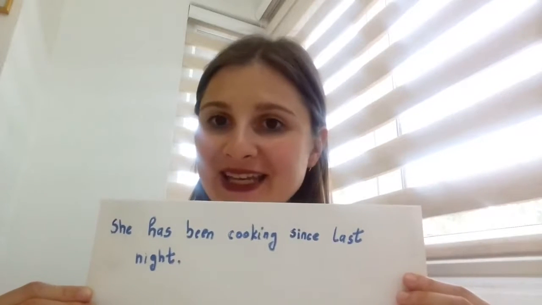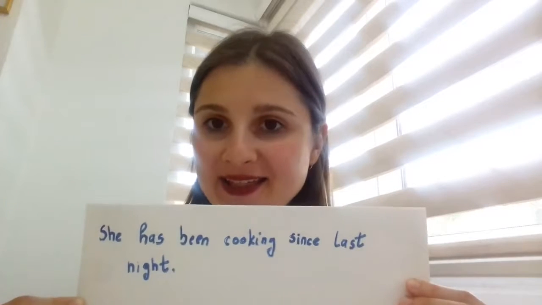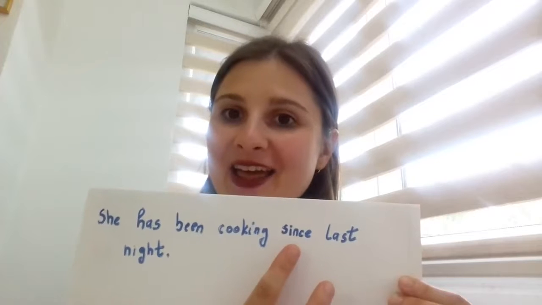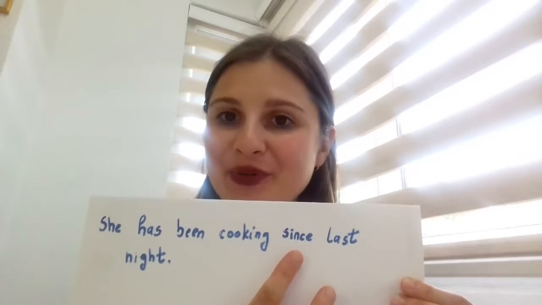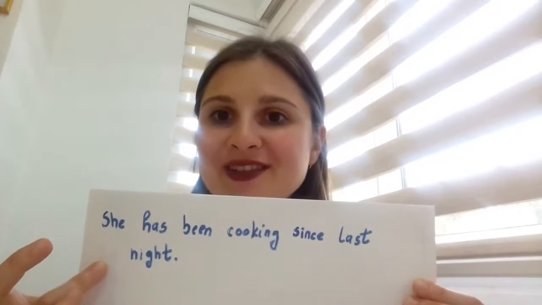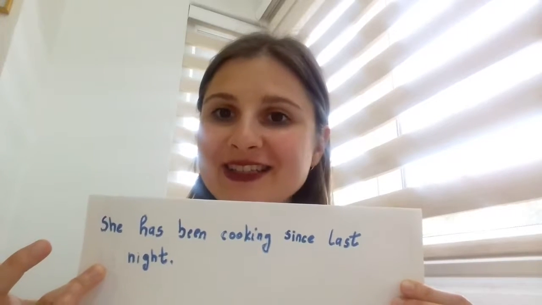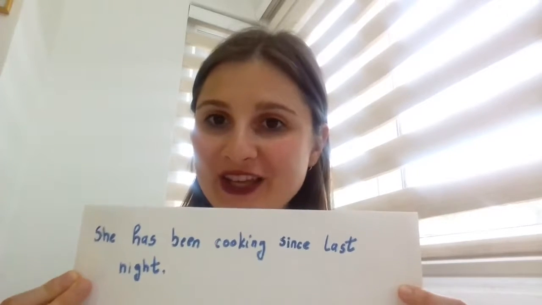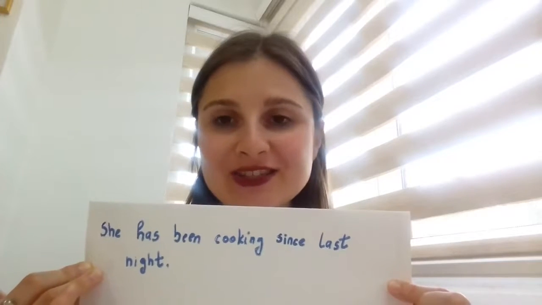Also, we have the second example. She has been cooking since last night. That means we also have a preposition, since, which we use in the present perfect continuous tense. So, the result is that delicious food on the table. So this is the action that has just finished, and the result is that delicious food.